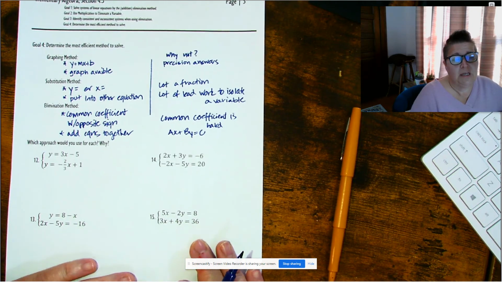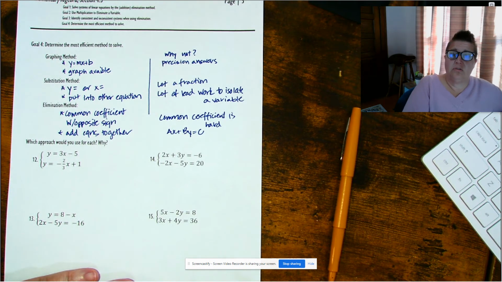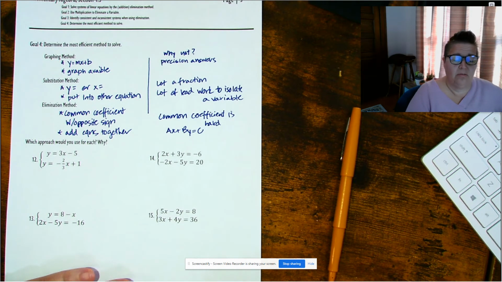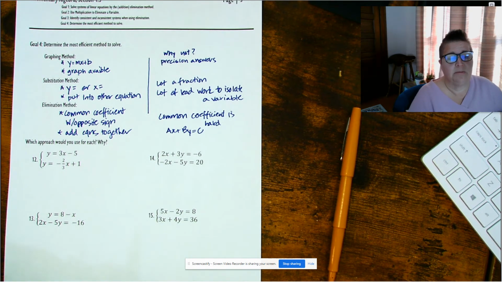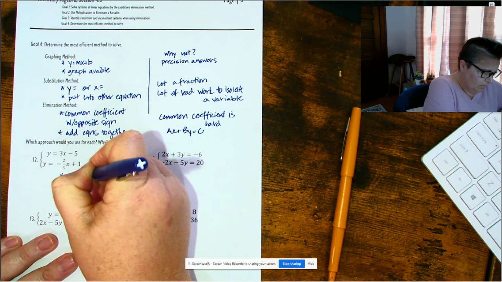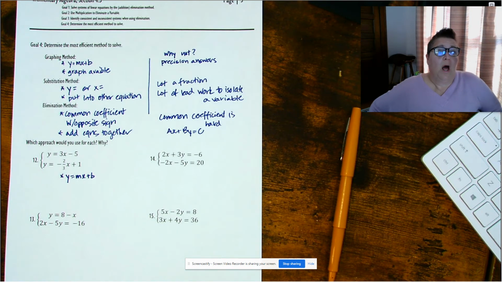So if you're looking at these 4 problems, I just want you to give some idea of what could be a pro or a con. If you look at problem number 12, I have y is equal to 3x minus 5 and y is equal to a negative 2x plus 1. Both of these are in y equals mx plus b form, right? They're also both solved for y.